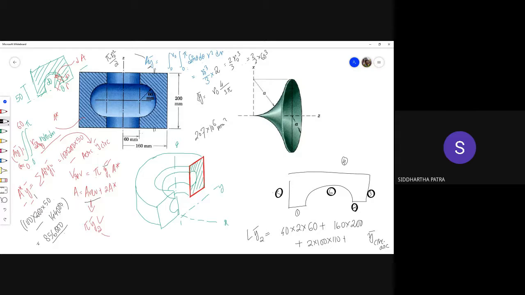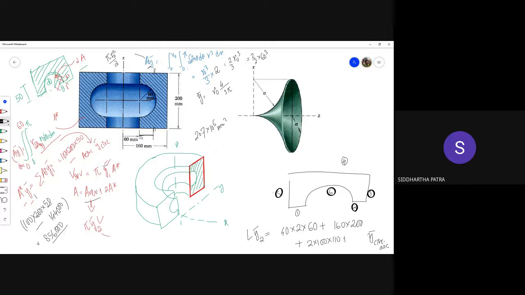Achha, one mistake that I made was that, you see, I took this distance to be 50, right? This distance to be 50.